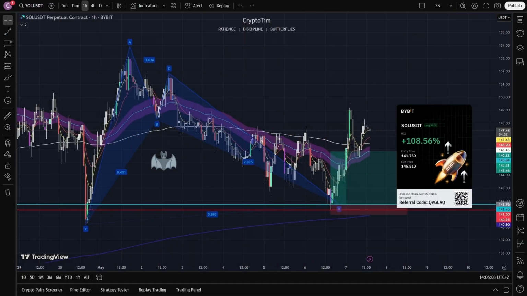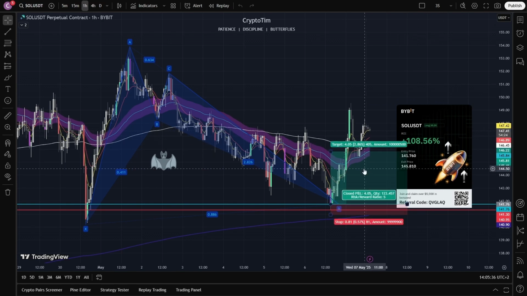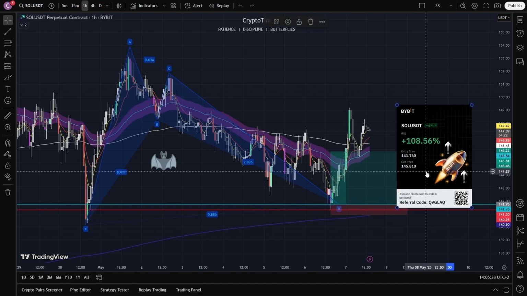Alright, so now what can we tell about this trade in hindsight? So first of all, the screenshot of the trade, entry at 141.76, TP 145.810, resulting into a 108.5% ROI on 38x leverage. Most importantly for us, it's a 5R trading setup.